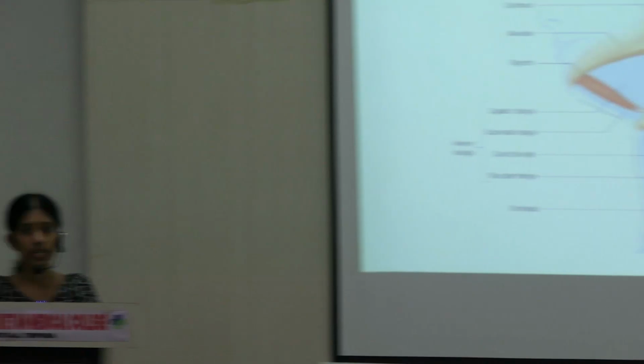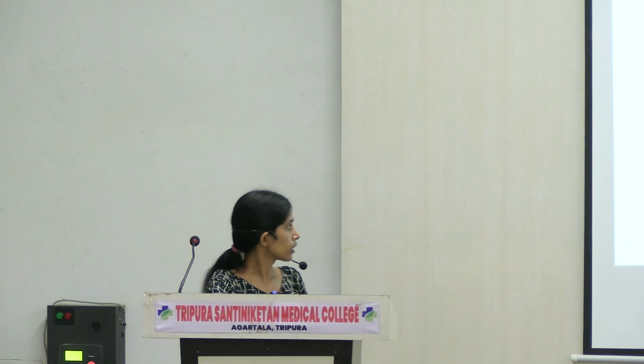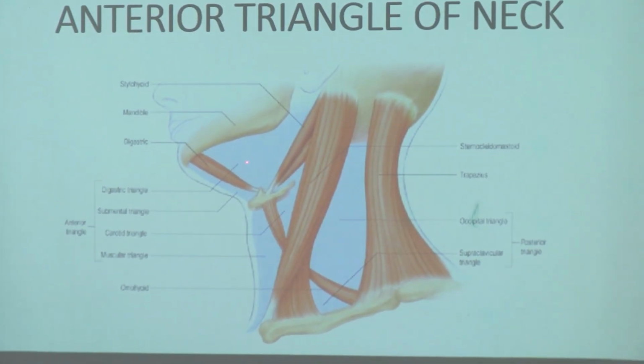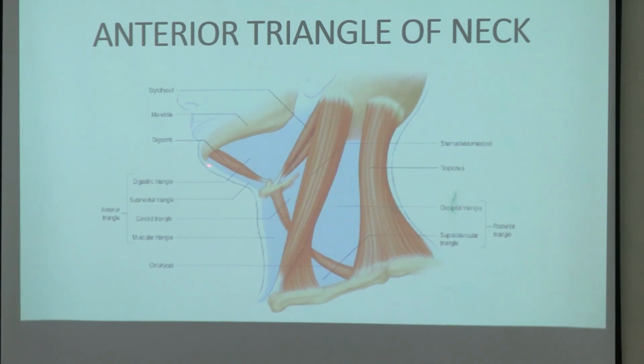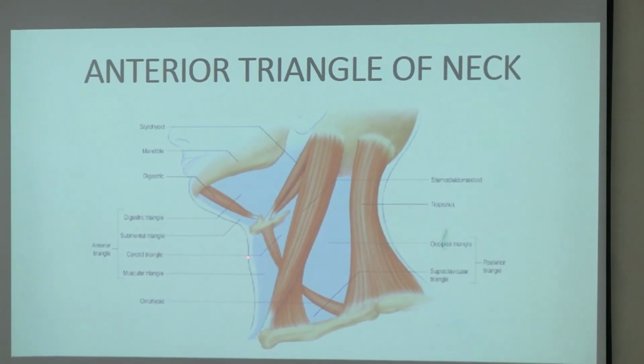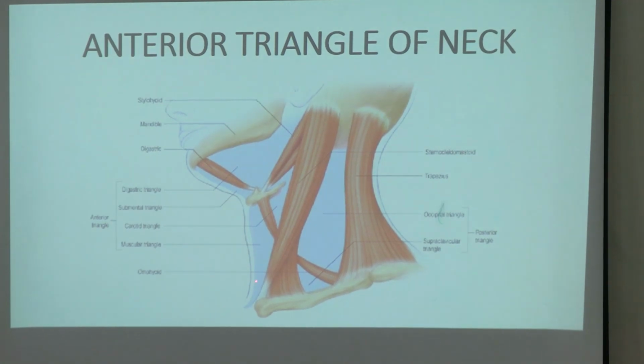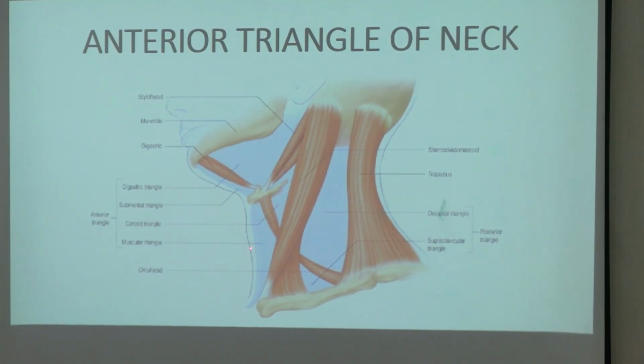Any doubts in this? Okay. Here you can see this is the anterior triangular region, this one is the digastric muscle region, and this is the submental triangle, and this entire region is the carotid triangle, and last this one is your muscular triangle.